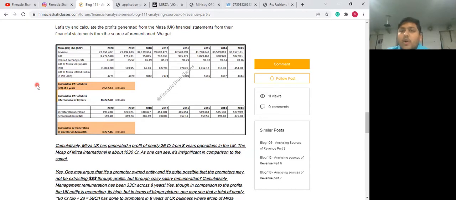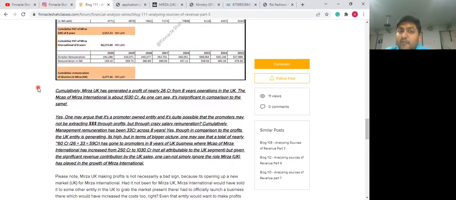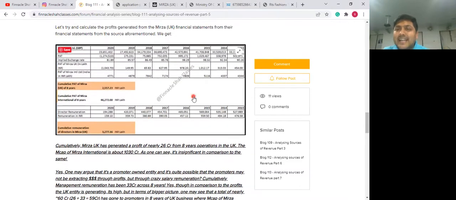Now 60 odd crores is not a small amount. If we compare it to market cap of 1,030, still some people would argue that the business grew from a 250 crore market cap to 1,000 crore market cap in the last 8 years, thanks to Mirza UK. Because had they not had a presence in Mirza UK, they wouldn't have been able to sell products in the first place. Because establishing a ground team, a subsidiary, takes a bit of time. Establishing that brand value takes a bit of time, and naturally to get the ball rolling again takes a bit of time.